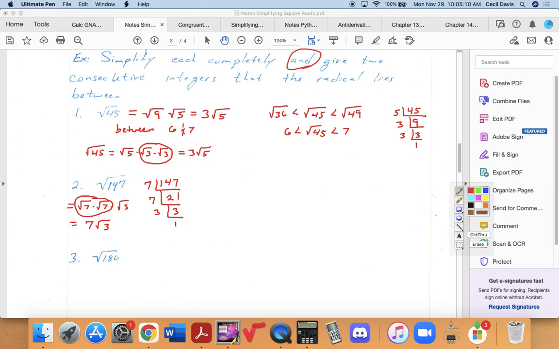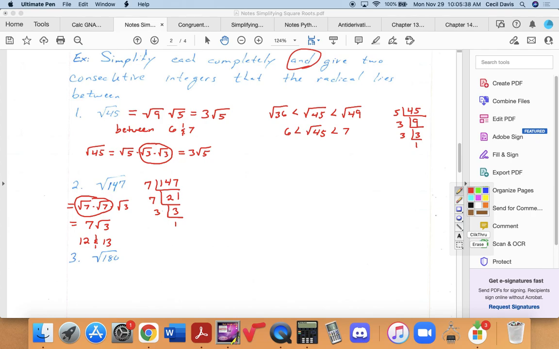Now, what two numbers does this lie in between? Well, you may have to look at your perfect squares, but there's a perfect square that's really close to 147. 144. That's just a little bit less than this, and the square root of 144 is 12. So this is between 12 and 13. Somewhere in between those two.